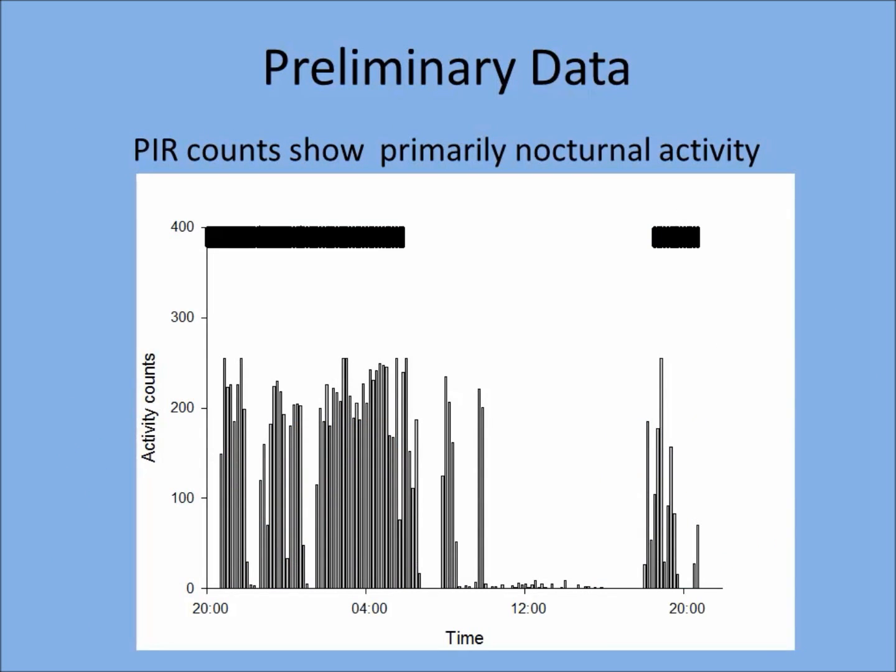I'd just like to finish up by giving you some of the preliminary data that I've collected from my passive infrared sensors. As you can see from the black bars, this is nighttime, activity counts versus time. And you can see that the bulk of the activity is occurring during this dark phase, showing primarily nocturnal activity. I do have induced torpor data, but that's yet to be analysed.